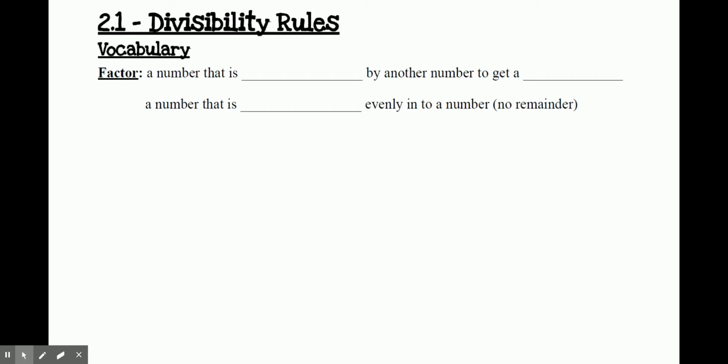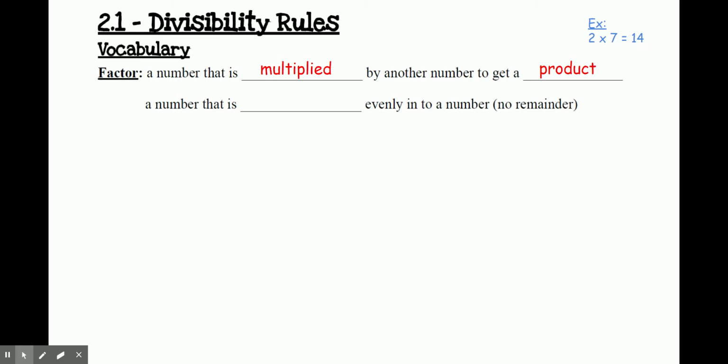So first things first, a factor. Now when I say factor, there are two definitions. A factor is a number that is multiplied by another number to get a product. To give you an example, 2 times 7 equals 14. 2 and 7 are both factors. 14 is my product. And a product is just a fancy name for the answer of a multiplication problem.